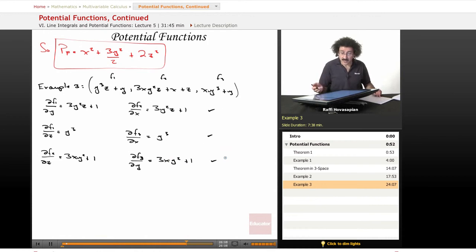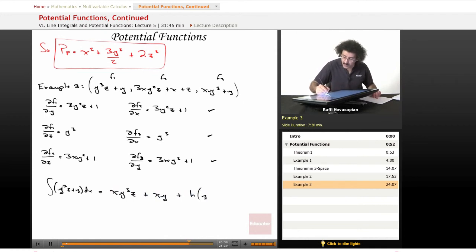Okay, so the first thing I'm going to do is integrate this first function with respect to the first variable, x. This time I'm just going to write it straight. y cubed z plus y. I'm going to integrate with respect to x, and I end up with x y cubed z plus xy plus some function h, which is a function of y and z. Okay, so this is our potential function.